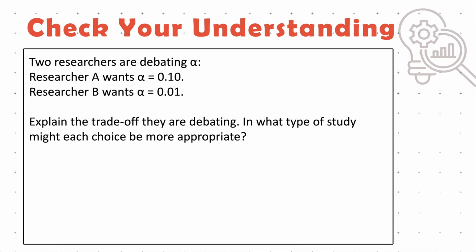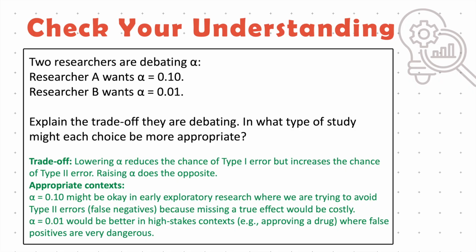In this last one, we're looking at two researchers that are debating between two different significance levels. A 10% significance level versus a 1% significance level does have some trade-offs. Lowering a significance level reduces the chance of a type 1 error, but it does increase the chance of a type 2 error. So it depends on which one would be worse for a given scenario.